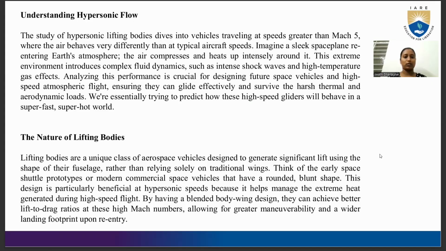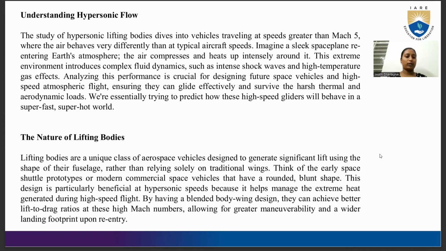Analyzing the performance is crucial for designing future space vehicles and high-speed atmospheric flights, ensuring they can glide efficiently and survive the harsh thermal and aerodynamic loads. We're essentially trying to predict how these high-speed gliders will behave in a super fast, super hot world.